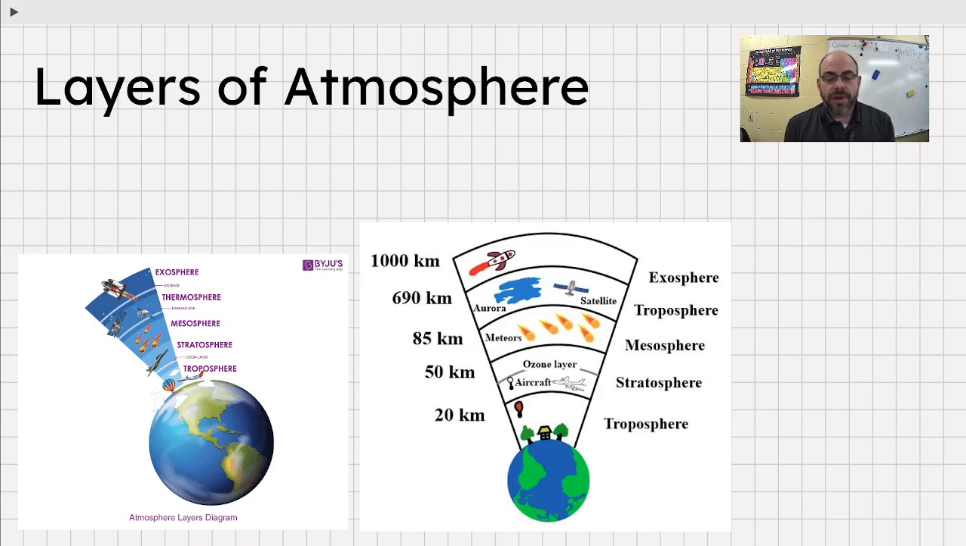And then you go to the stratosphere. Stratosphere is going to be 12 to 50 kilometers. The ozone layer is up in here. This is what absorbs the UV radiation, which protects us. Temperature increases with altitude. Why is that? Because, well, you're getting closer to the sun, right?